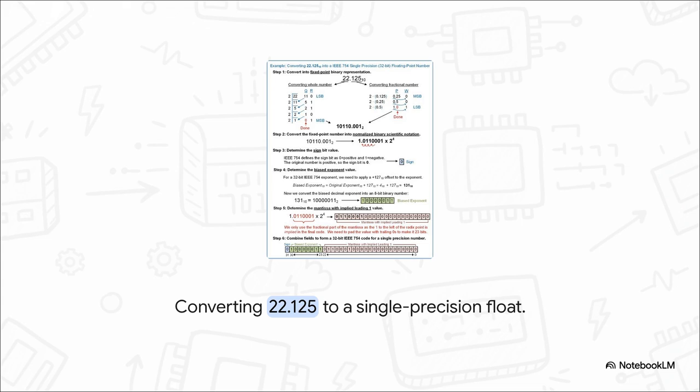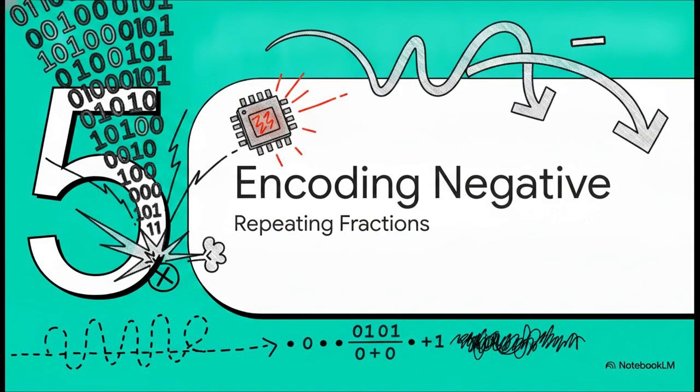Finally, the mantissa. Remember that awesome hack? We drop the leading 1. We take what's left after the radix point, which is 011001, and we plop it right into the mantissa field. Since that field strictly requires 23 bits, we just pad the rest of the empty space on the right with trailing zeros. Combine them all, and boom, you have your 32-bit representation of 22.125. Pretty wild to see all those bits come together, isn't it? Now, let's look at part 5, encoding a negative number.